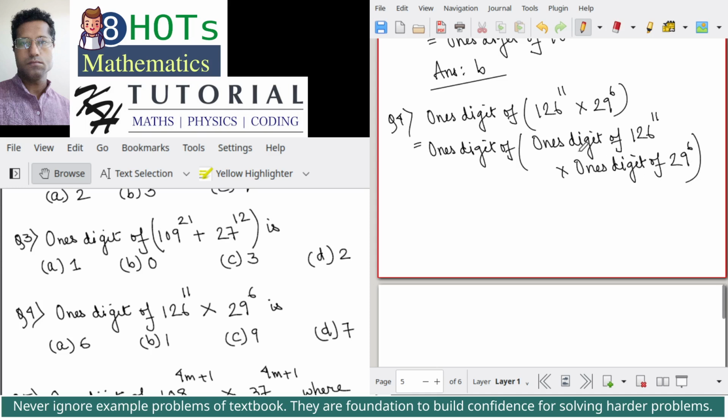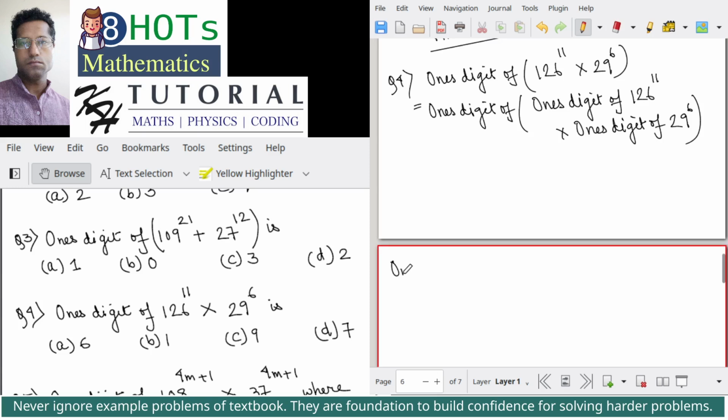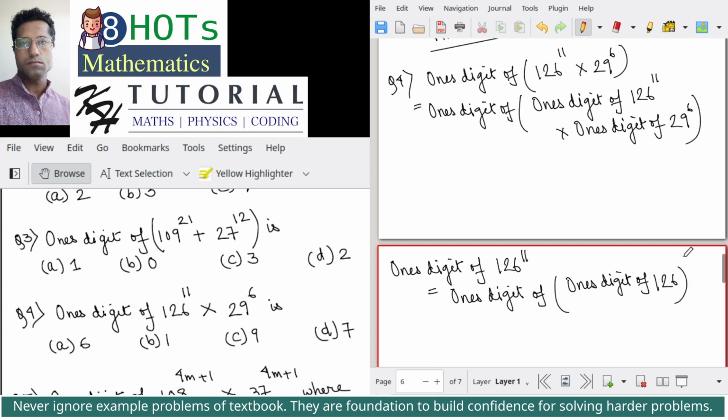So now we have to find what is the ones digit of 126 to the power 11 and what is the ones digit of 29 to the power 6. Okay, so the ones digit of 126 to the power 11 will be equal to the ones digit of 126, this whole raised to the power 11.